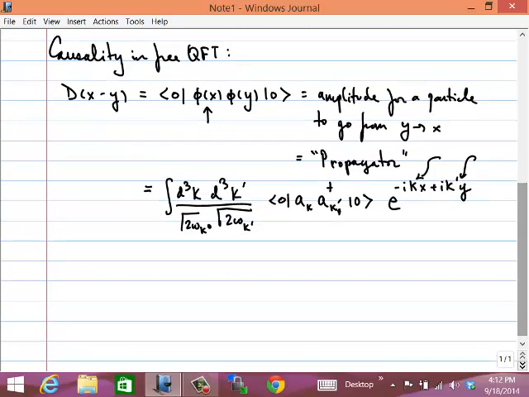So what is this expectation value here? Well, if k is not equal to k prime, it's just equal to 0, because I can commute those operators through one another and use the fact that a_k annihilates the vacuum. And if k is equal to k prime, then this gives you a delta function that you could use to do the k prime integral. So this gives you the integral d3k over 2 omega_k times e to the i k (x minus y).